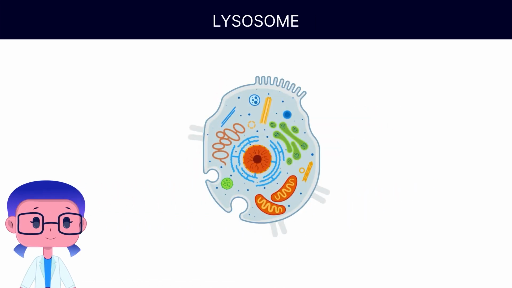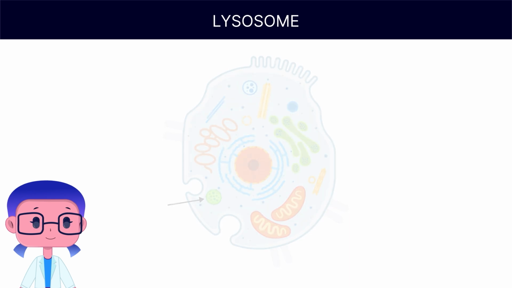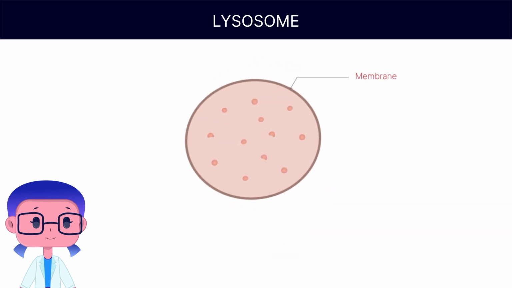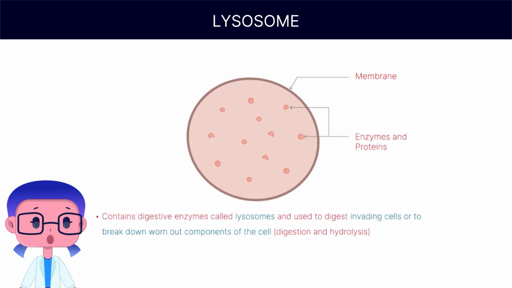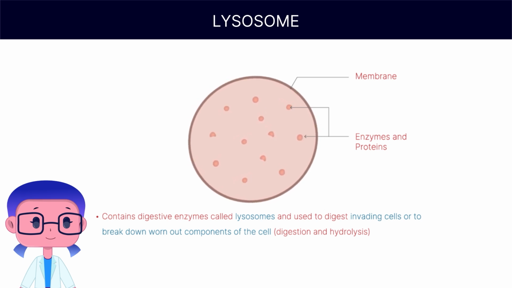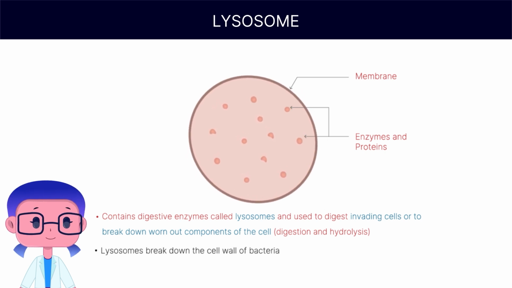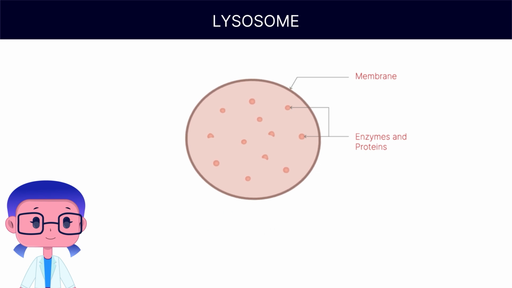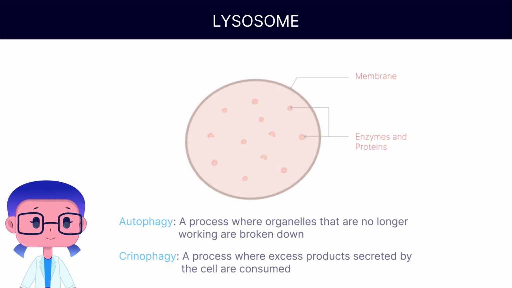One of these vesicles are called lysosomes, which are responsible for various processes. Inside lysosomes are hydrolytic digestive enzymes that are used to break down macromolecules like proteins and carbohydrates into smaller molecules like amino acids and simple sugars, and to break down viruses and bacteria that invade the cell. They also break down organelles that are no longer working through a process called autophagy and consume excess products secreted by the cell in a process called crinophagy.